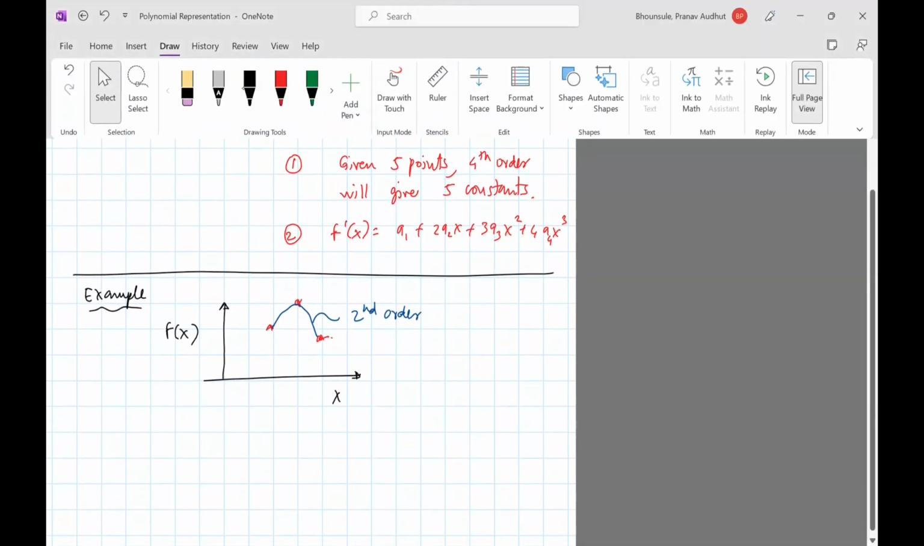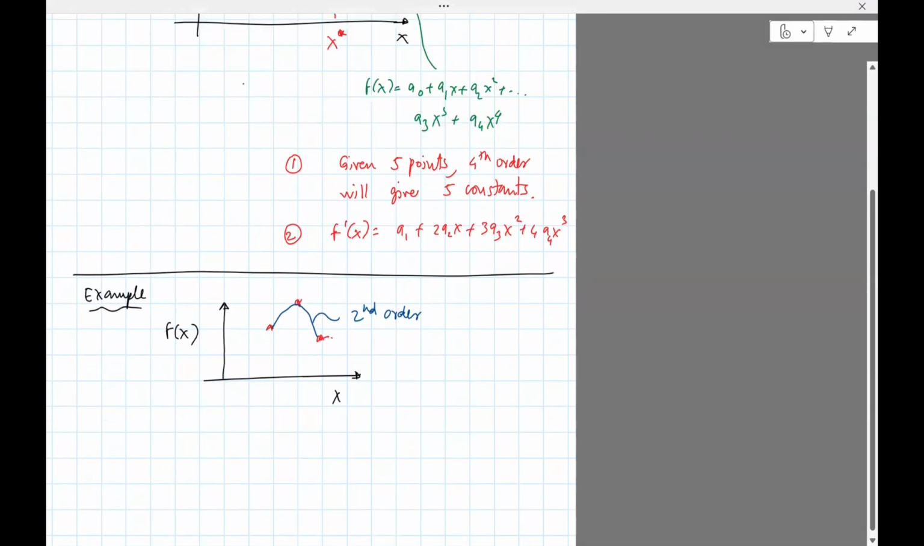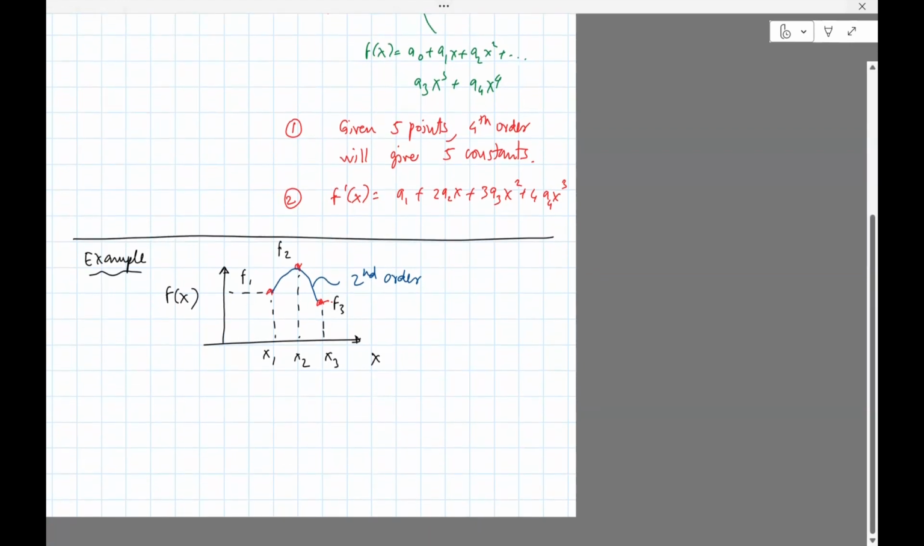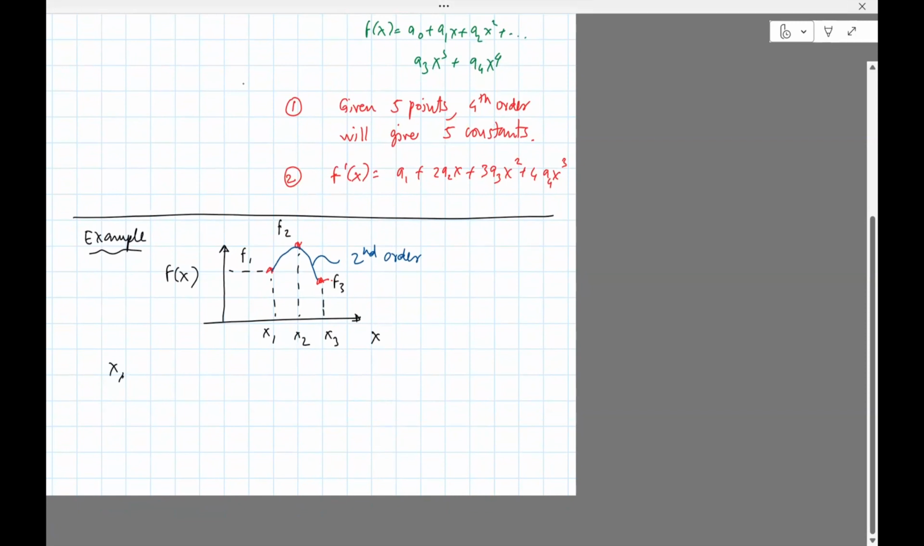So let's just go through the math and see how it comes out. What we have here is we're given the values f1, f2, f3, and these points are, let's say, x1, x2, and x3. So we know x1, f of x1, that's the first point. The second point we know about is x2, f of x2. Third one is x3, f of x3.